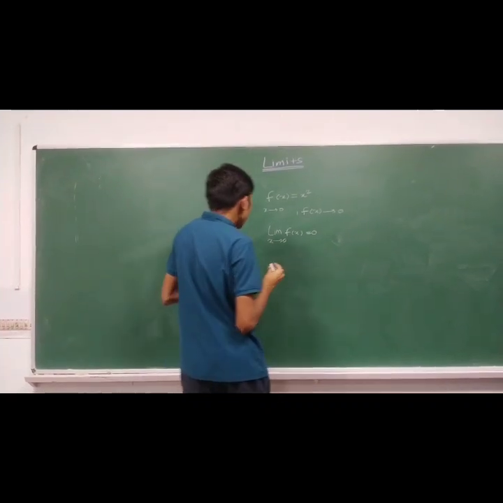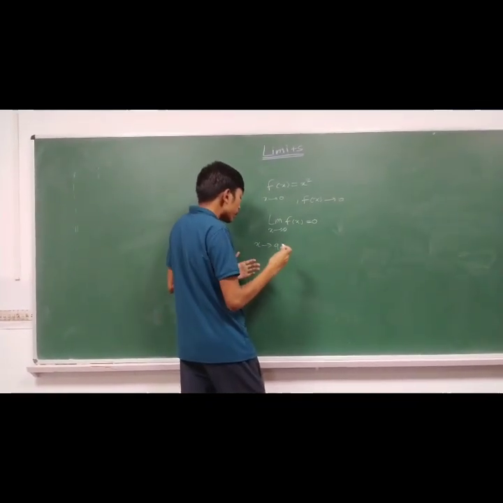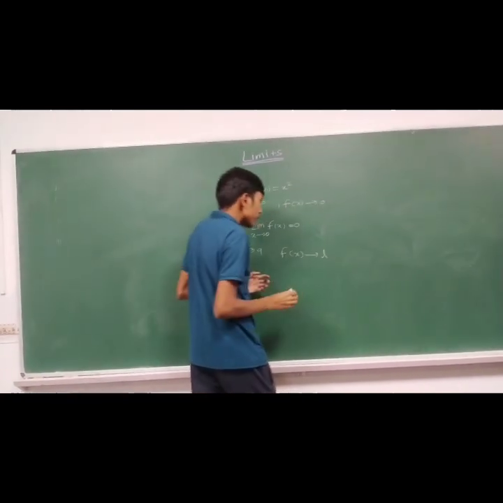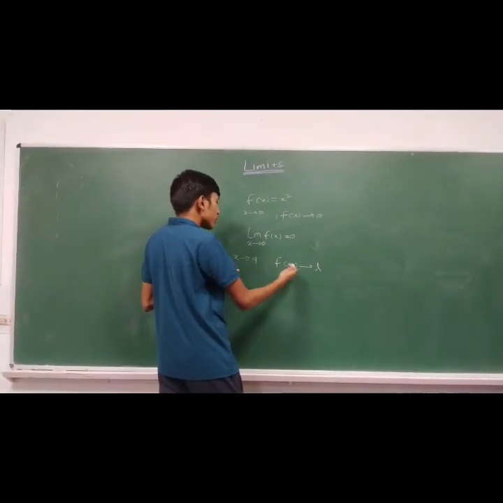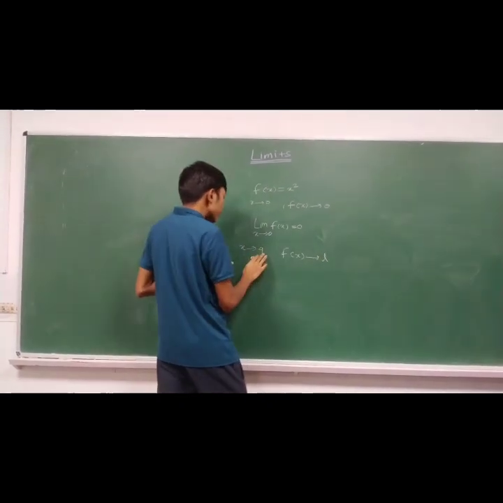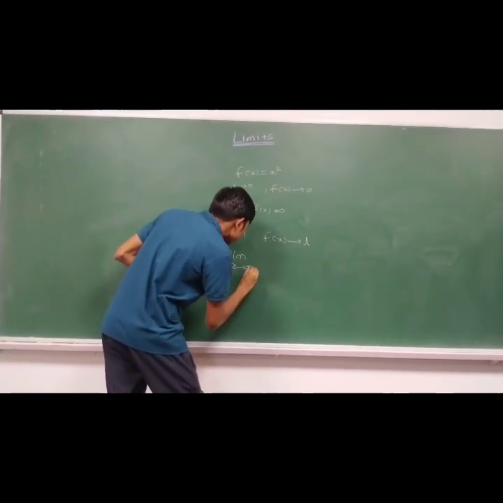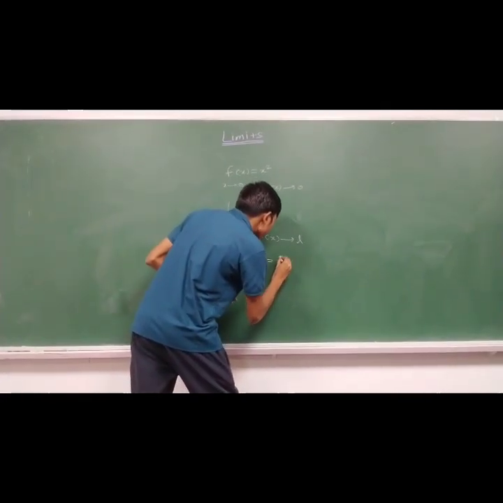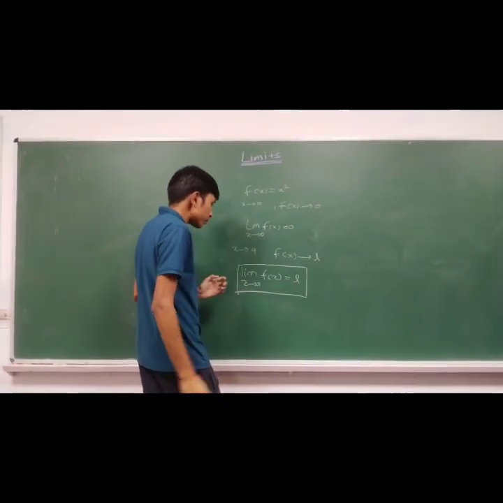In general, we can say that when x goes to a, for an arbitrary function, f(x) goes to L, that is, L is the limit of the function f(x) when x closes in on a. Symbolically we write it as limit of f(x) as x tends to a equals L. This is the symbolic representation of the limit.